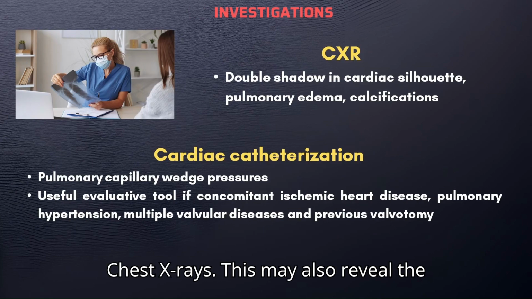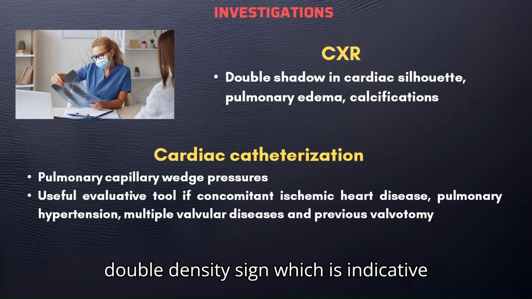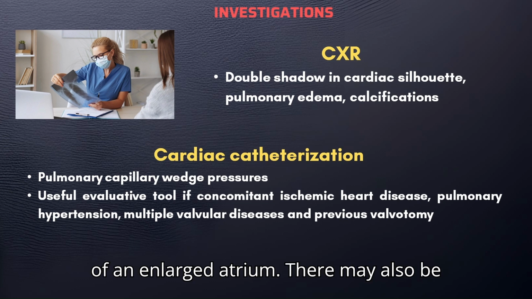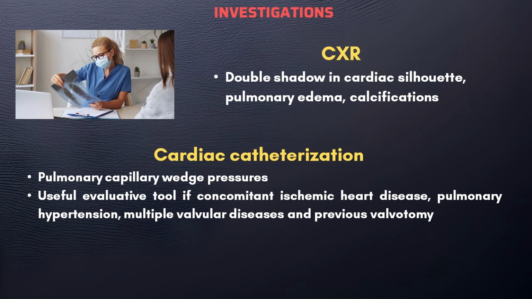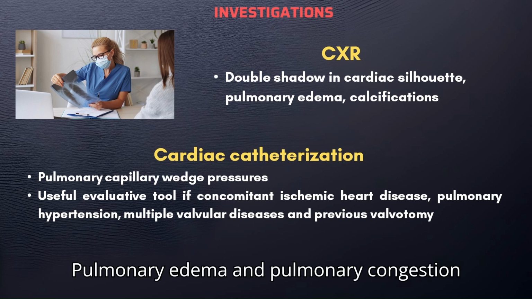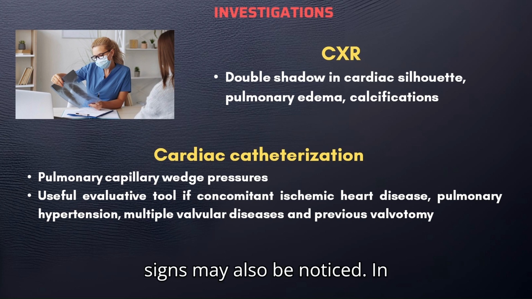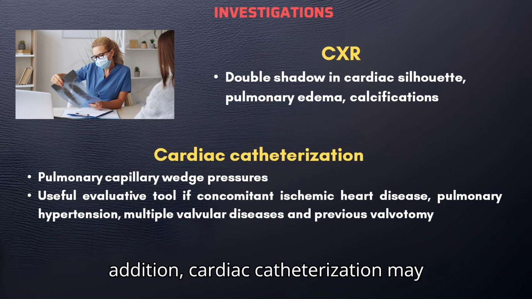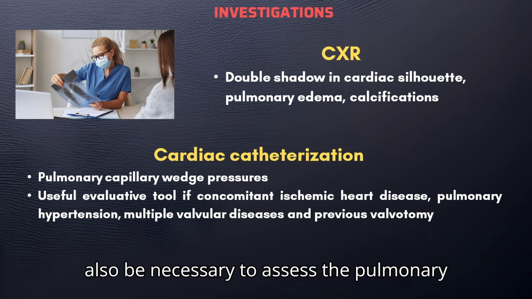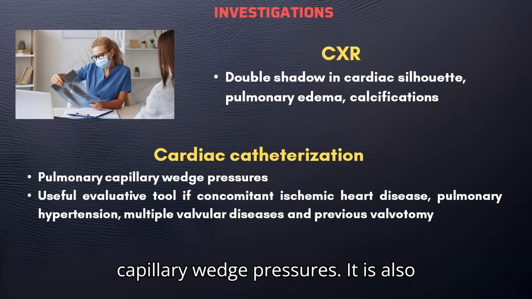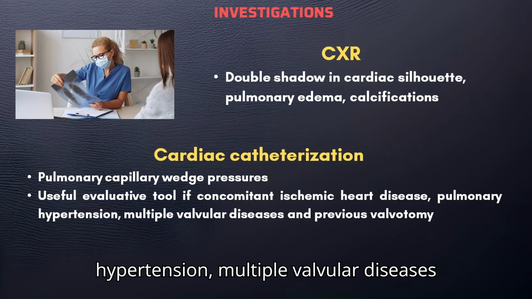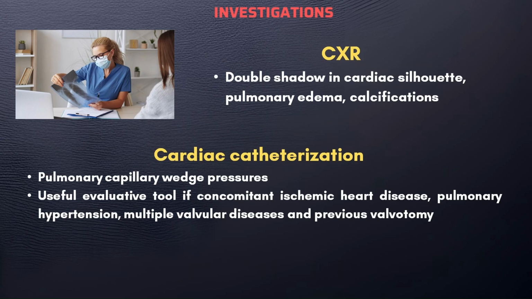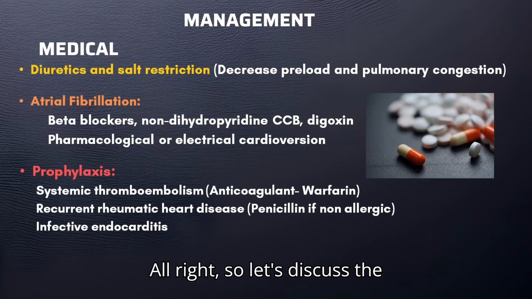Chest x-rays. This may also reveal the double density sign, which is indicative of an enlarged atrium. There may also be signs of mitral valve calcifications. Pulmonary edema and pulmonary congestion signs may also be noticed. In addition, cardiac catheterization may also be necessary to assess the pulmonary capillary wedge pressures. It is also useful if there is a concomitant ischemic heart disease, pulmonary hypertension, multiple valvular diseases, and a previous valvotomy. All right, so let's discuss the management plan.